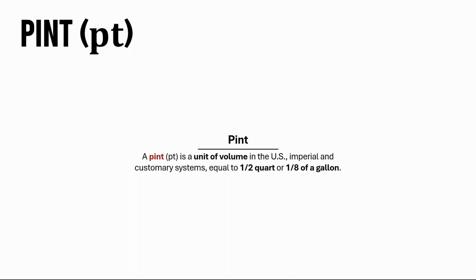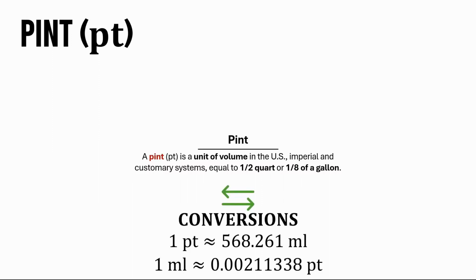Pint. PT. A pint is a unit of volume in the US imperial and customary systems, equal to 1/2 quart or 1/8 of a gallon. Conversions. 1 pint is approximately 568.26 milliliters. 1 milliliter is around 0.002 pints.